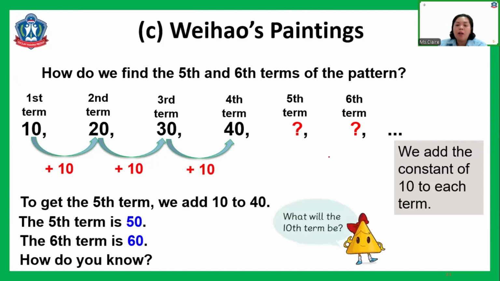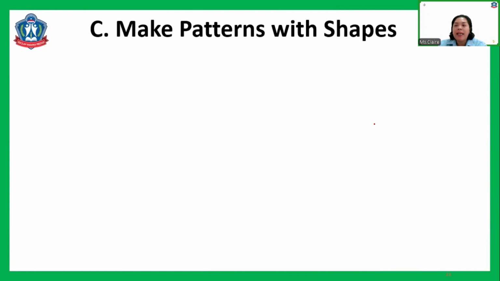Okay? So what will be the 10th term? Again, we will add until we get the 10th term, and that is 100 paintings. Okay, let's move to lesson C, which is make patterns with shapes.